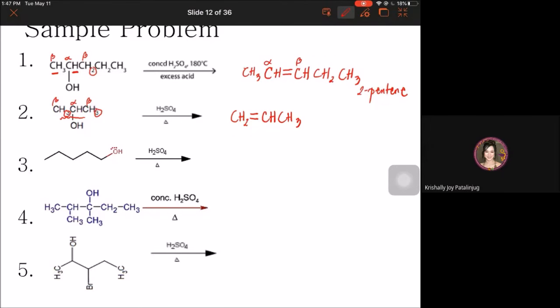So dehydration again, number 3. When it is dehydrated, water is removed. The part that was left earlier, 1, 2, 3, 4. So where is the alkene? Where do we put the double bond? This is a primary alcohol, since only one R group is attached. So automatically, for a primary alcohol, the product is a terminal alkene. Wherever carbon 1, the alpha carbon is, the double bond is between the beta and alpha carbon.